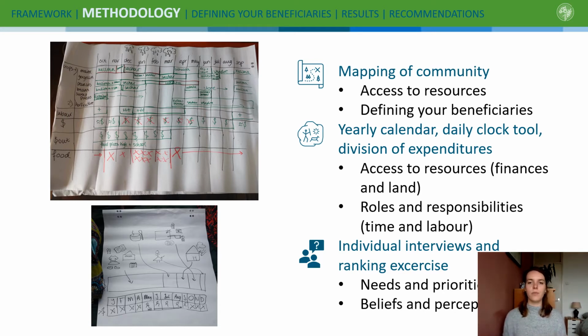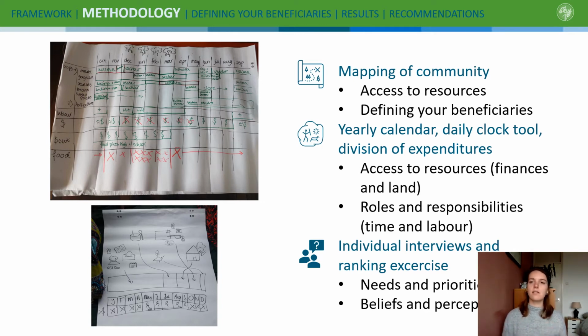And it gave us information about the farmer's roles and responsibilities, since we were able to identify the most time-intensive periods in the year, and so also when the farmer has the most labor and when they are able to rest for a little bit.